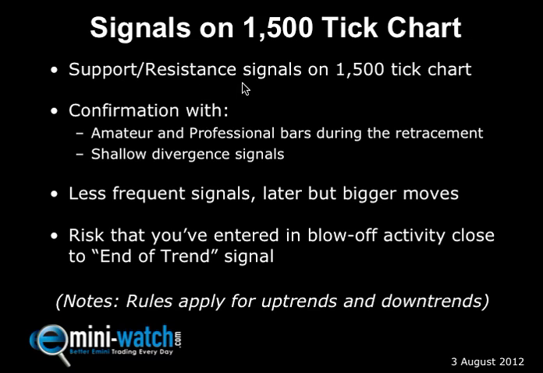Now, on the 1500 tip bar chart, exactly the same advice: the support or resistance levels that you see coming up. You'll see fewer Rambo patterns on the 1500 tip bar chart. They're more likely to be amateur bars and professional bars during those retracements. So the same advice as the 500 tip bar charts, but you won't see the Rambo patterns as frequently. And again, looking for shallow divergent signals. The signals will be less frequent on the 1500 tip bar chart.